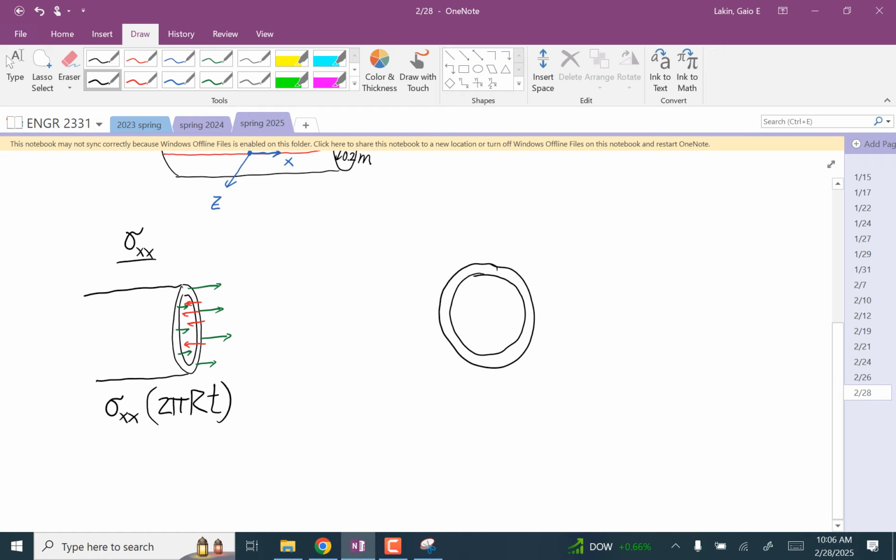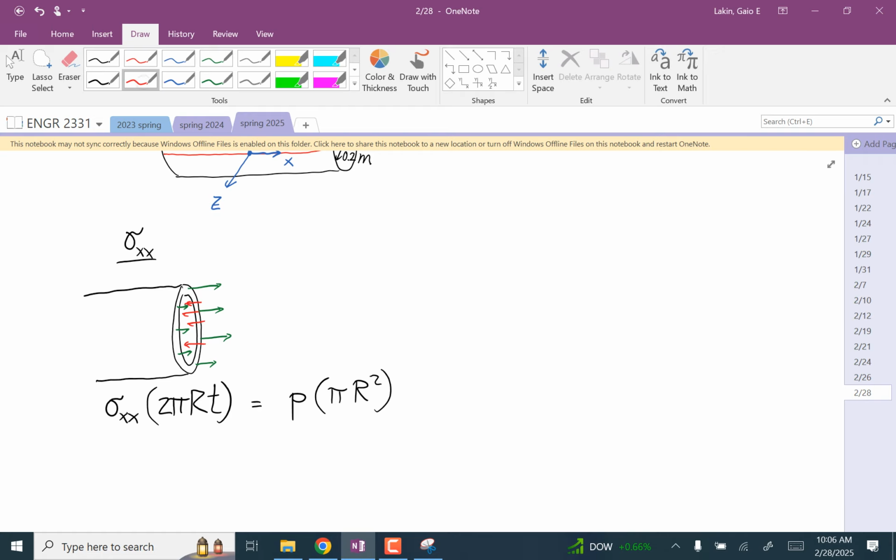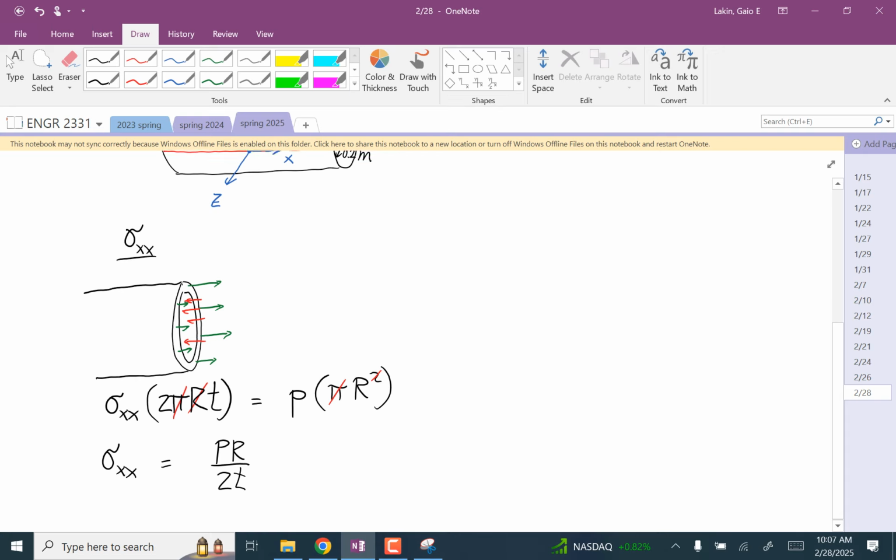Okay. And so this is equal to the pressure times the area of the fluid on the inside, which is pi r squared. And now you can cancel a bunch of stuff. The pi's, you can cancel one r, and you get that sigma xx is equal to pr over 2t. Okay.